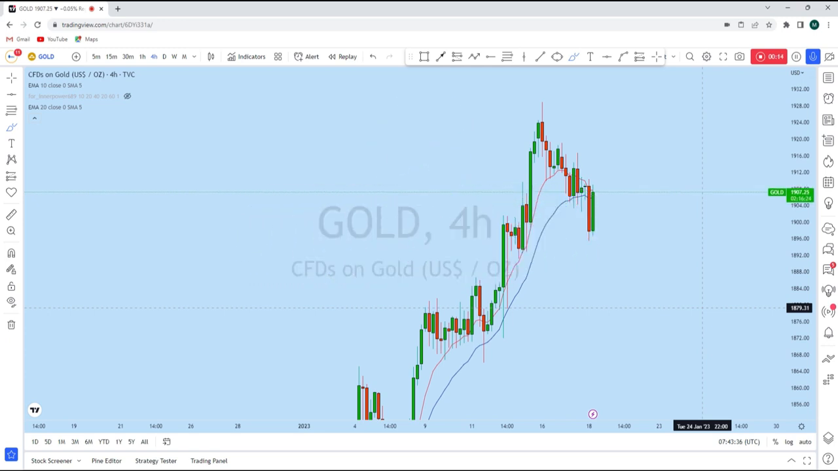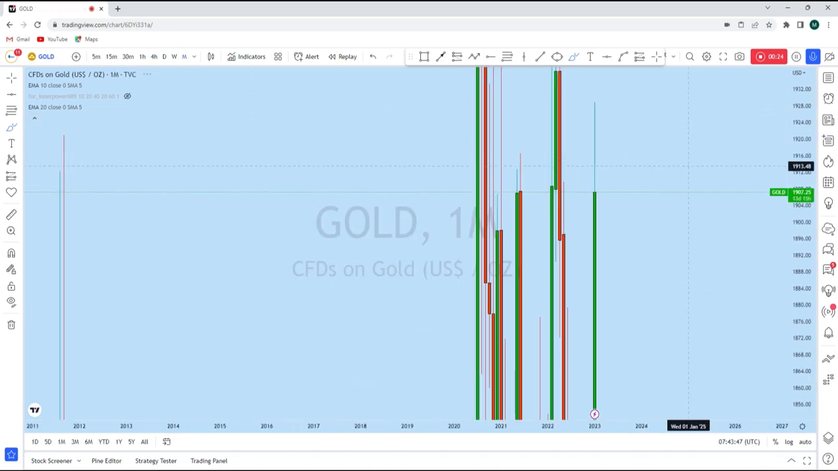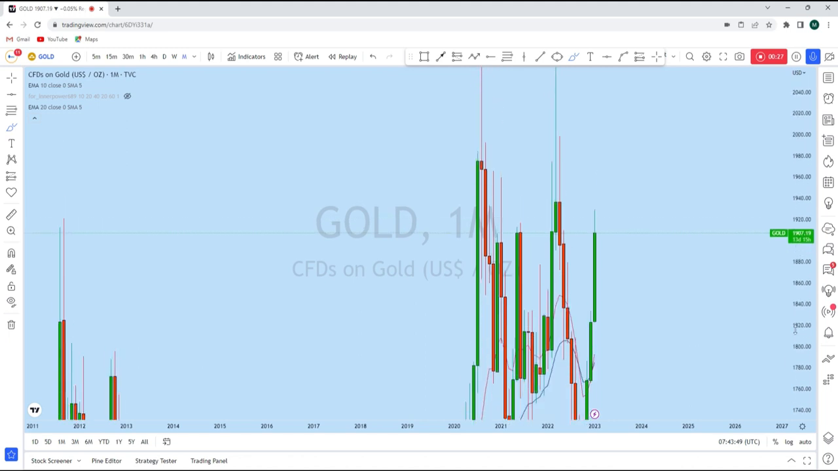Now, before we discuss how we can find that trading opportunity, let's look at the bigger picture to see the general direction in the market, and then we'll jump onto this lower time frame to see how we can trade gold. Looking at the monthly first of all to see the overall picture.